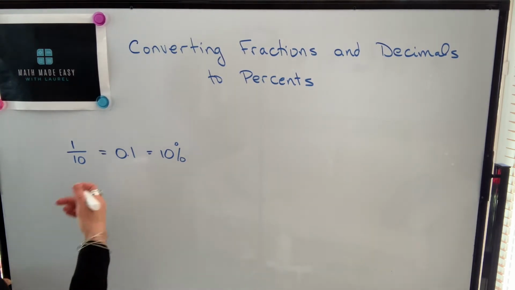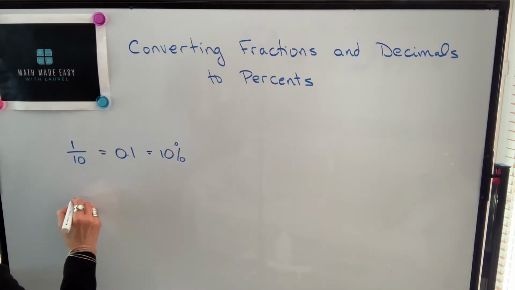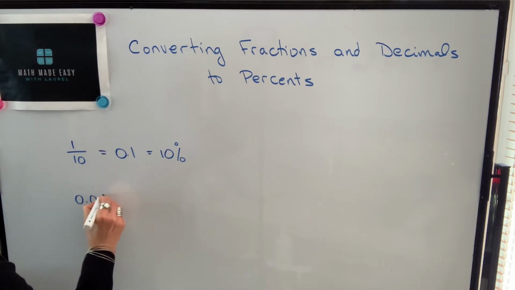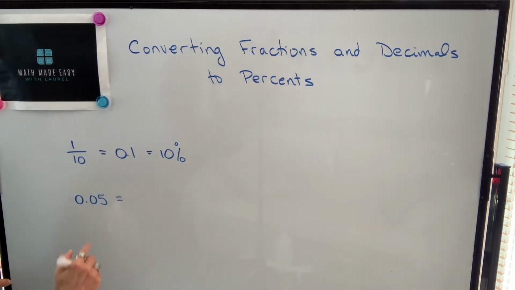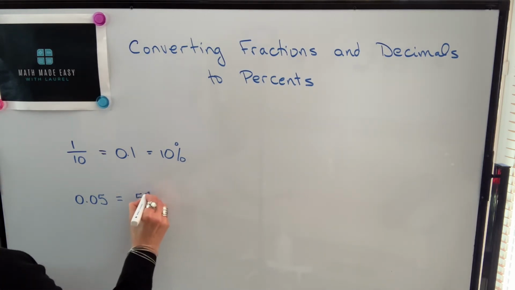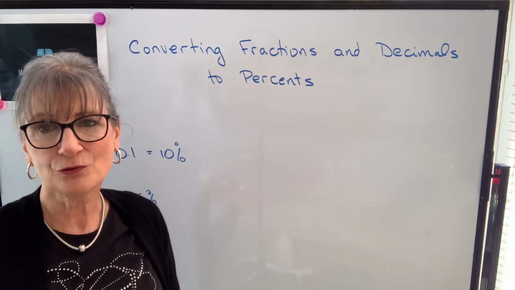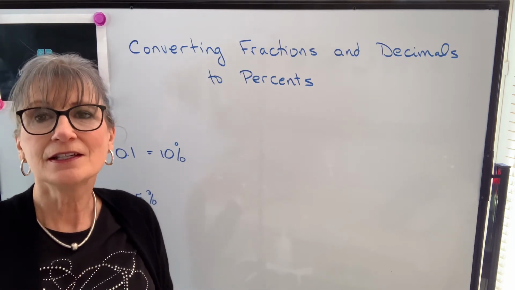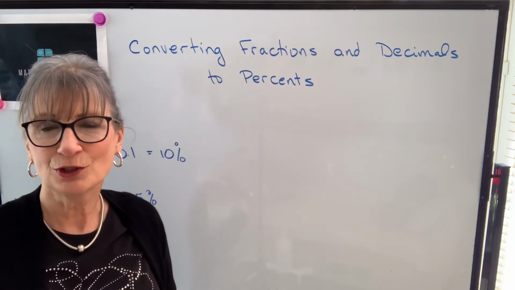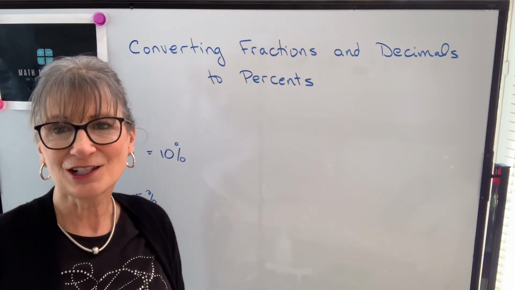If I had a number expressed as a decimal, let's say I had 0.05, and I want to know what that is as a percent, I simply multiply by 100 by moving my decimal point 2 places, so that will be 5%. It doesn't matter how large or how small your fraction or your decimal is. In order to change it to a percent, you multiply by 100. Let's take a look at some more examples.